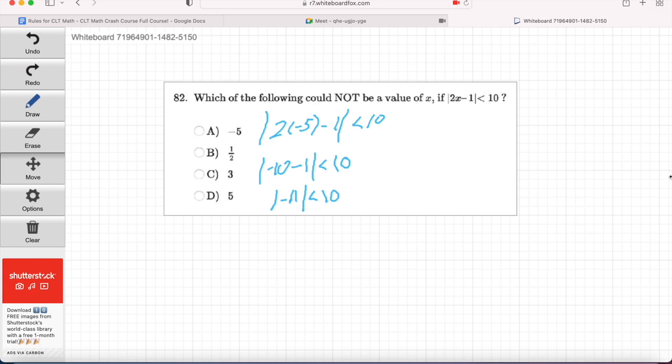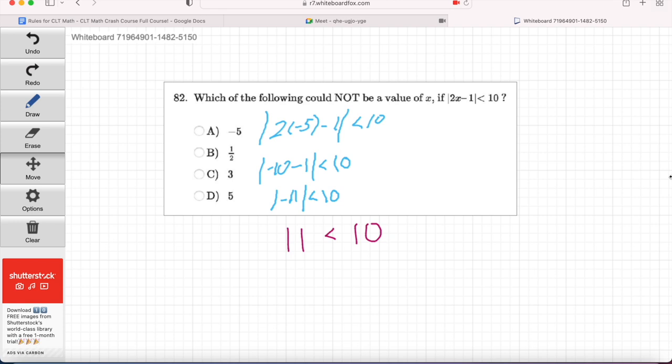Okay. What's the absolute value of negative 11? 11. Is 11 less than 10? No, it's not. I think we found our answer. Okay. See, my brain was looking at it backwards. How were you looking at it? See, in my brain, I was like, well, it doesn't work, so that's not the right answer. Ah, got you. Yeah, that's tricky, right? That can be tricky. Yeah.